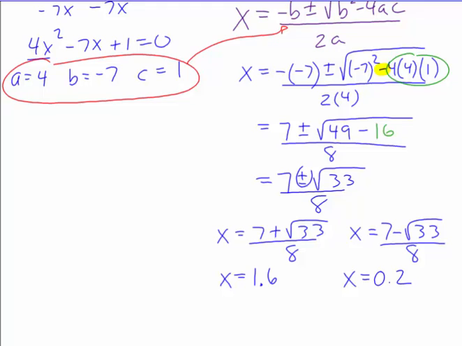So our solutions should be x equals 1.6 and 0.2. Do not put parentheses. Parentheses indicate that it's a point, an x and a y. These are both x solutions.